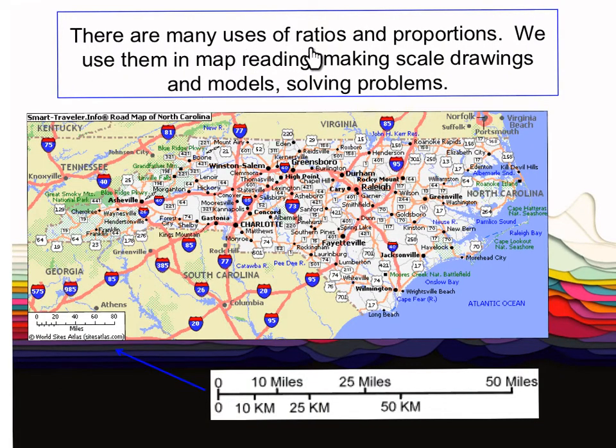There are many uses of ratios and proportions. We use them in map reading, making scale drawings and models, and also solving problems. If you measure this key with a ruler and figure out how many inches or centimeters 0 to 10 miles is, you can measure the distance on this map using a ruler and then use proportions or ratios to get to how many miles it would be.